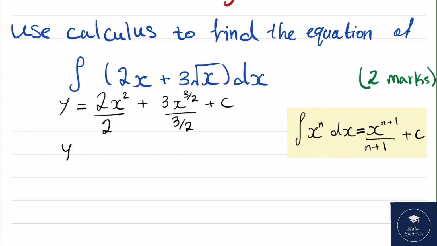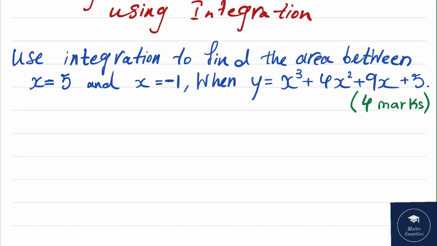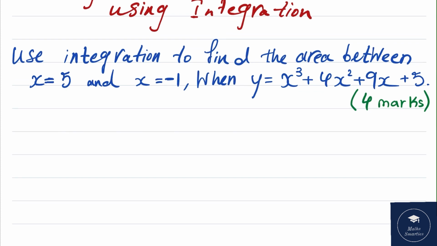Now, y equals 2 divided by 2 is just 1, so x squared plus, now the 3 cancels out with the 3, so it's going to be 2x to the power of 3 over 2 plus c. And that's it for this question. This is 2 marks.